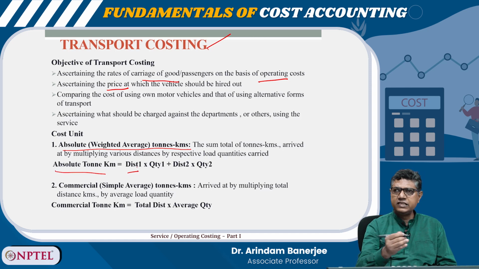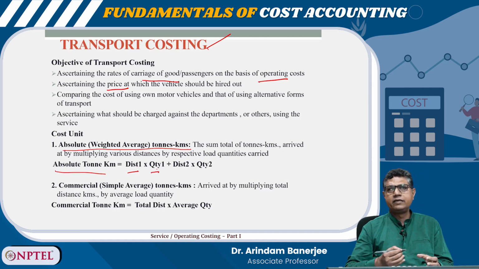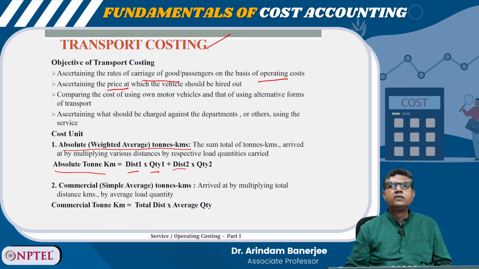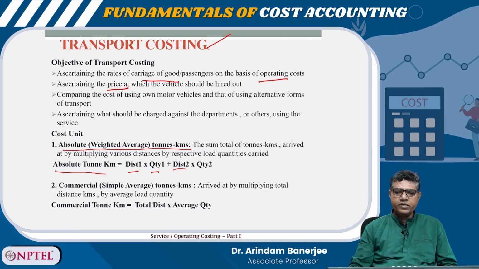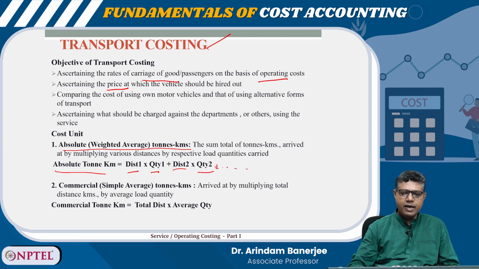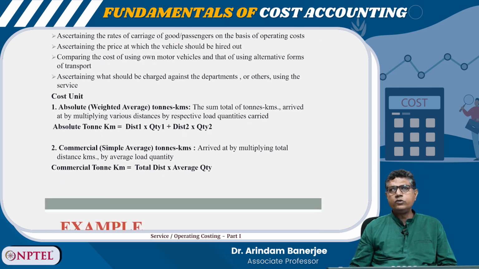The first distance into the quantity that has been carried through that distance. Then another distance which has been served by the transporter into the quantity. Like this we can keep on adding, okay, to calculate the absolute ton kilometer. Commercial simple average tons per kilometers, the formula is simple. Commercial ton kilometer is total distance into average quantity, right. So, total distance into average quantity.